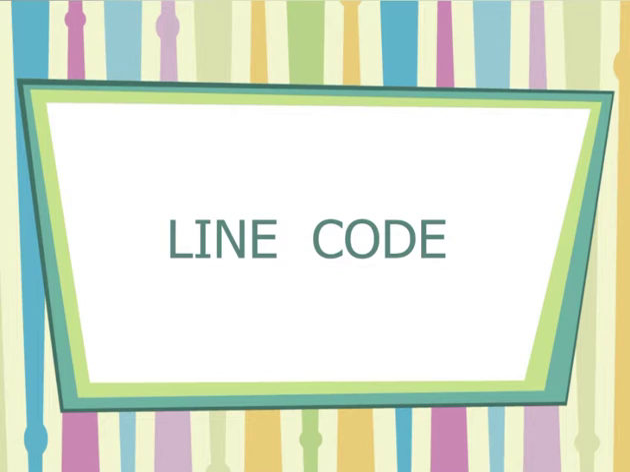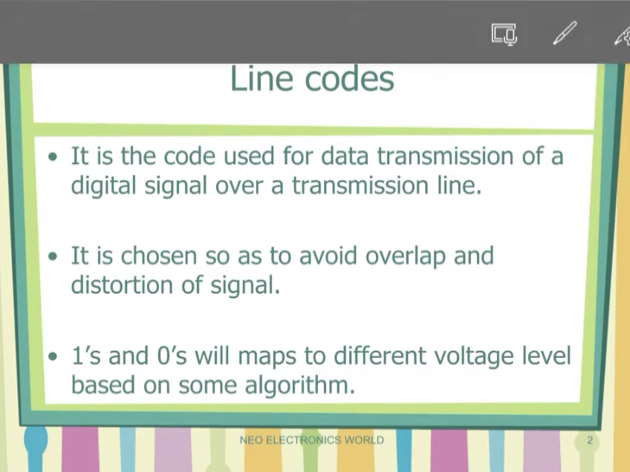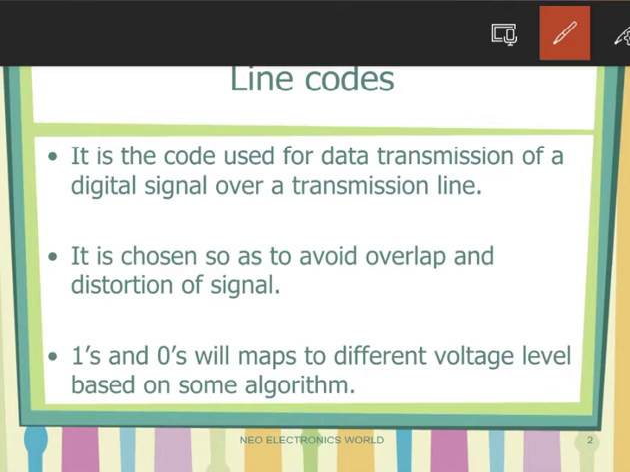Let's discuss line codes. First of all, what is a line code? A line code is one that we use while transmitting data from the transmitter to the receiver. It is a code used for data transmission of a digital signal over a transmission line. First of all, we know what a transmission is.